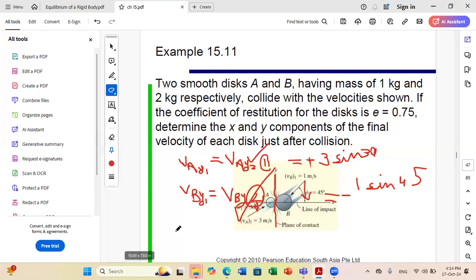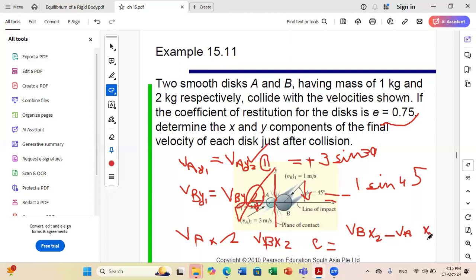We still have two unknowns, VAX at state 2 and VBX at state 2. And since X is the line of impact, the first equation will be the restitution coefficient. As I told you, for the velocities and the restitution coefficient, use the velocities projected on the line of impact. And here, since the line of impact is X, what is E? E is VBX2 minus VAX2 over VAX1 minus VBX1. This is the first relation between VAX2 and VBX2.